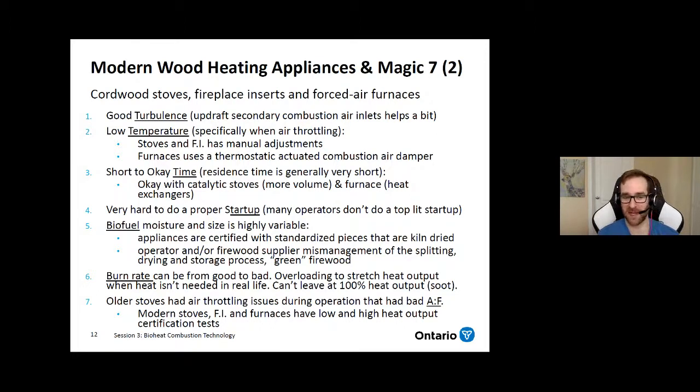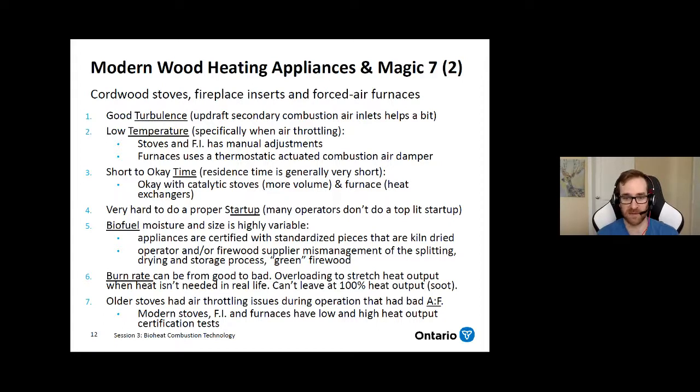But typically the way that the appliances are tested, it's with very standardized pieces because it's in a lab scenario, and they're using kiln dried pieces of wood or cordwood, and they're maintaining it in a uniform environment so that they would have a uniform moisture content to do the tests, so that you would be able to replicate the test. But essentially, that's not the wood that we're using.